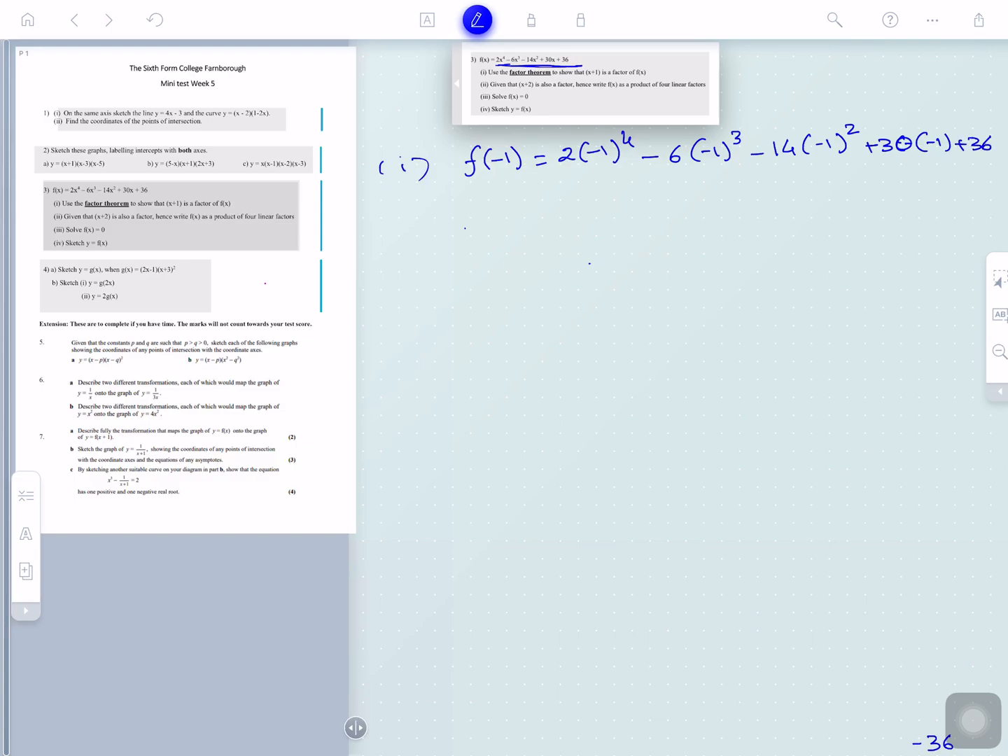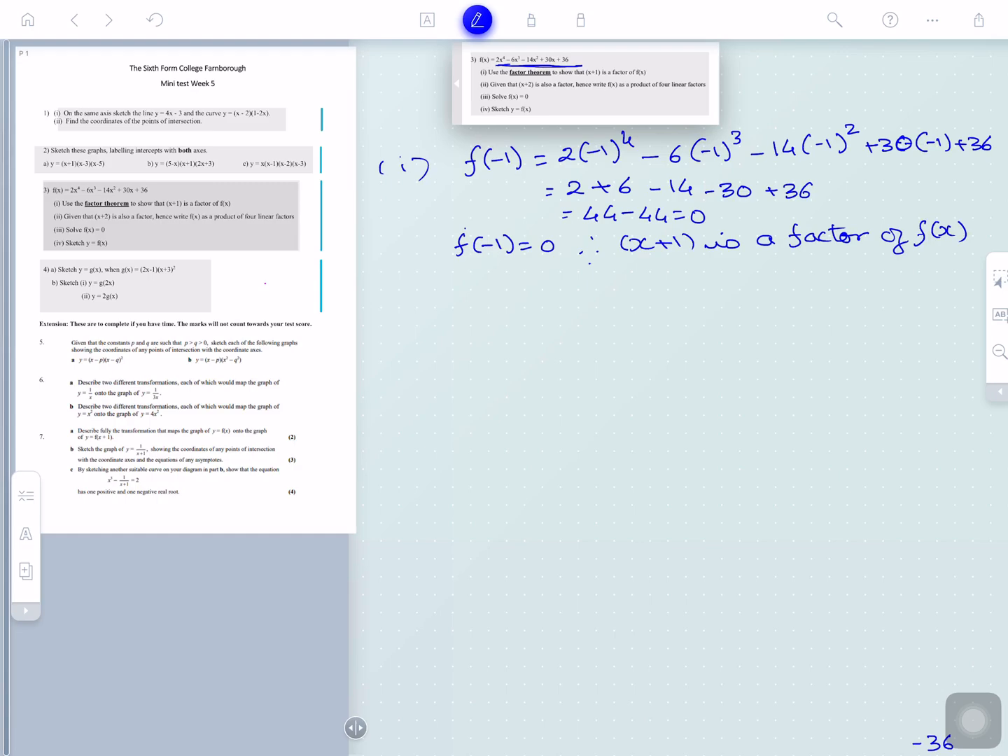Okay, and that will be 2 plus 6 minus 14 minus 30 plus 36. So that will be 44, take away 44, which is 0. So f of minus 1 equals 0. Therefore, x plus 1 is a factor of f of x. Okay, you must write that statement.